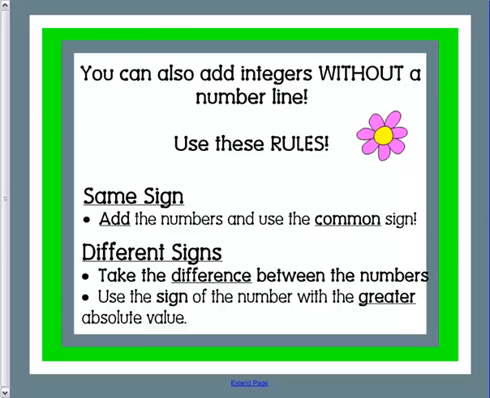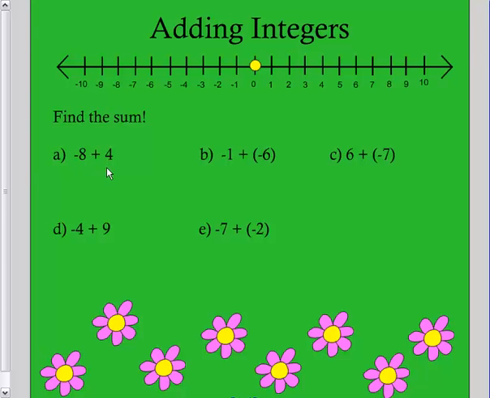So what are the rules? If it's the same sign, add the numbers and use the common sign. If they're different signs, take the difference between the numbers and use the sign of the number with the greater absolute value. Okay, so let's look at these. Different signs, same signs, different signs, same signs, different signs.